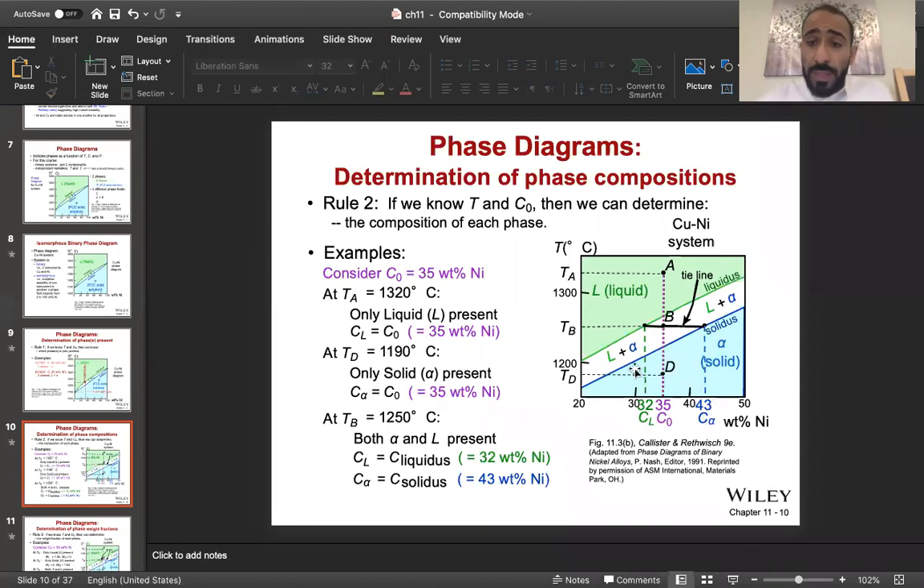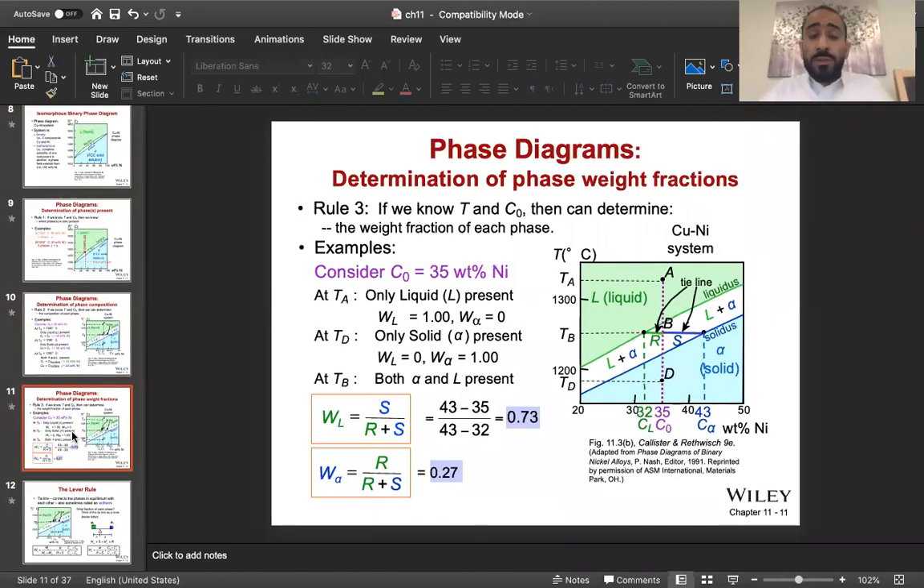Tamam? At point A, how many phases exist? One phase exists, liquid phase. What is the composition? 35% nickel, and the remaining is copper, right? So once you have more than one phase, you have to use the tie line in order to determine their composition, right?